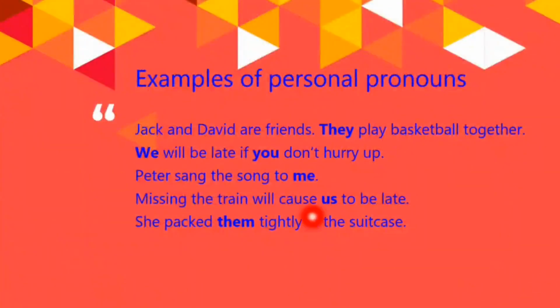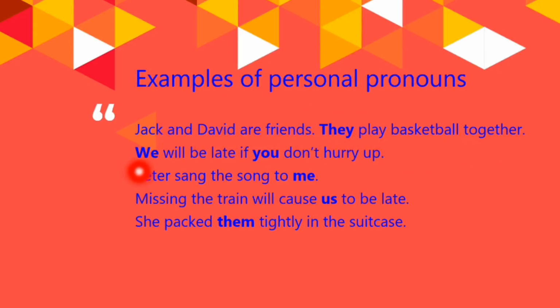Now let's see the examples of personal pronouns. Jack and David are friends. They play basketball together. Here you can see Jack and David are the names of two people. It's a noun. Instead of repeating Jack and David again and again, we are using the pronoun they. They play basketball together.